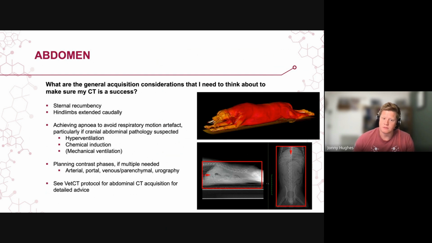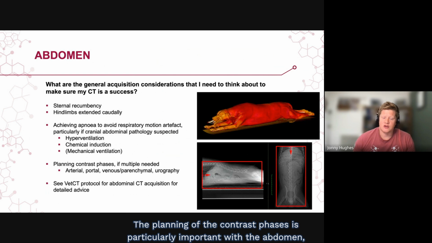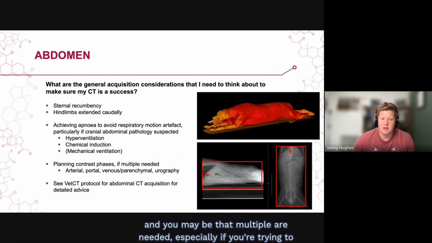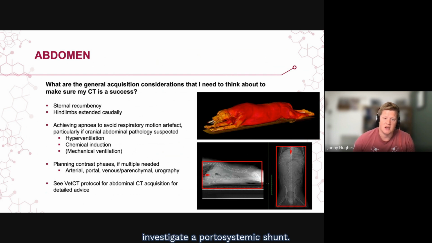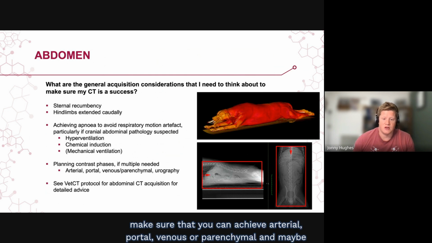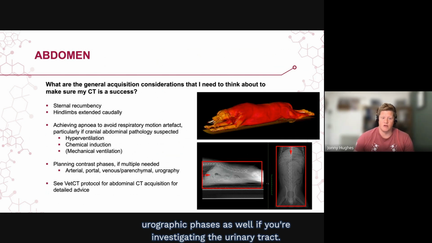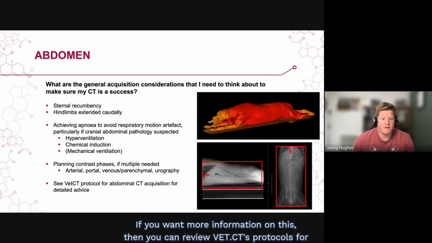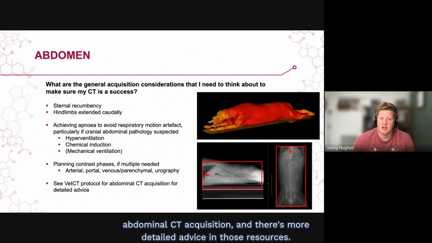The planning of the contrast phases is particularly important with the abdomen, and multiple may be needed, especially if you're trying to investigate a portosystemic shunt. So you need to carefully plan the timing of your contrast phases and make sure that you can achieve arterial, portal venous or parenchymal, and maybe urographic phases as well if you're investigating the urinary tract. If you want more information on this, then you can review VET.CT's protocols for abdominal CT acquisition, and there's more detailed advice in those resources.